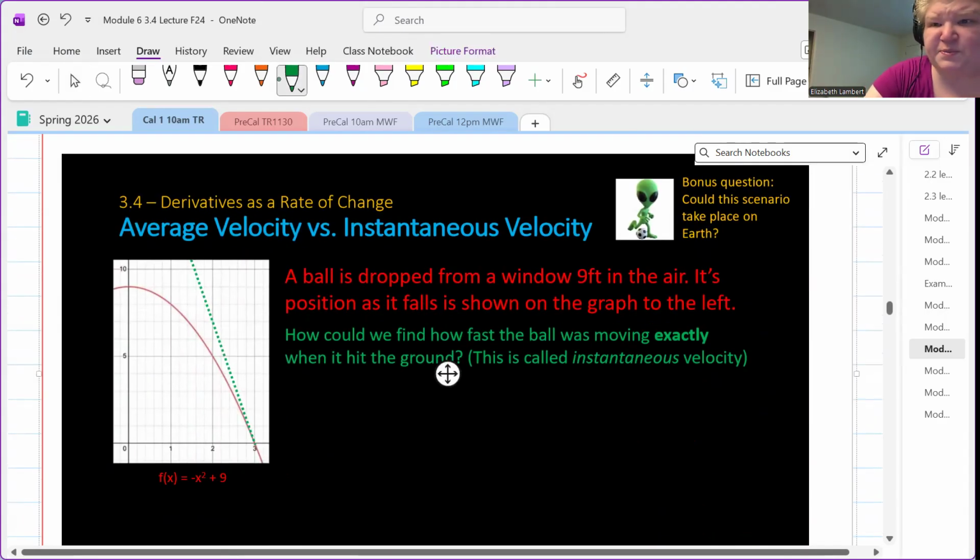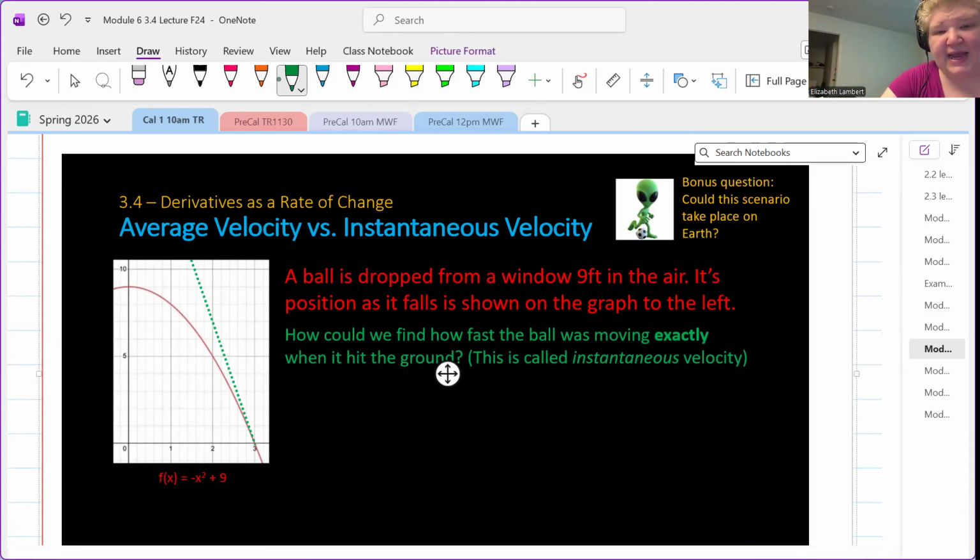So we've got its position function, and now it's asking, how could we find out how fast the ball was moving exactly when it hit the ground? So not the millisecond after it hits the ground, because once it actually hits the ground, it stops. But just before, if we had a sensor that could register how hard it hit the ground, or we could clock it with a radar gun, how fast is the ball going right before the ground stops it? That's what we're going to figure out.